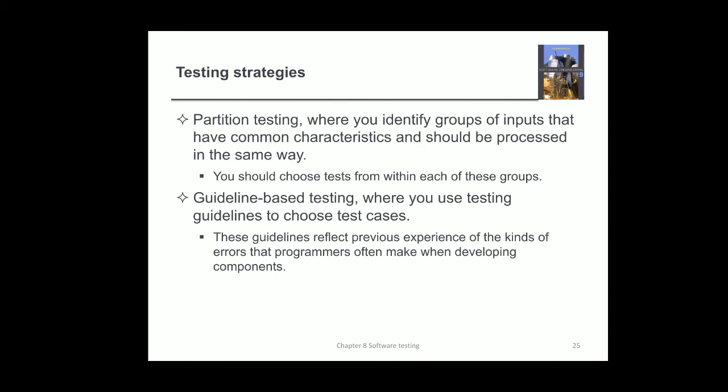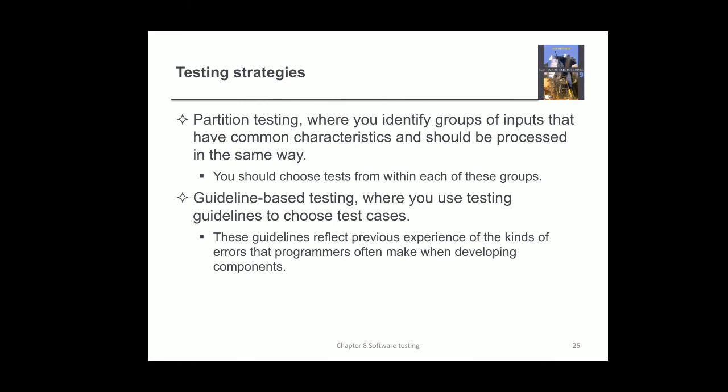When we test according to the partitions, we partition the inputs, and whatever output we get will again come under the partitions only. You should choose tests from within each of these groups, and we'll see this in the next slide: how the testing is done, how we are going to choose the inputs and so on. There are two ways of having a testing.